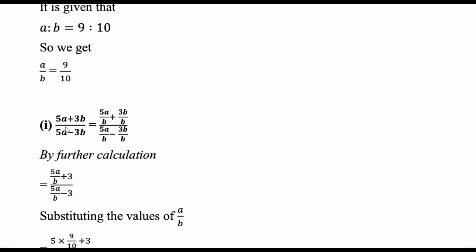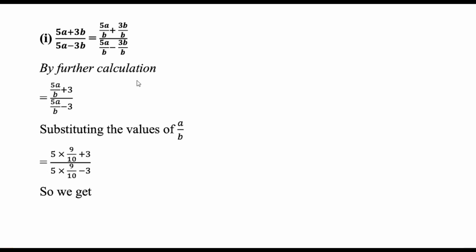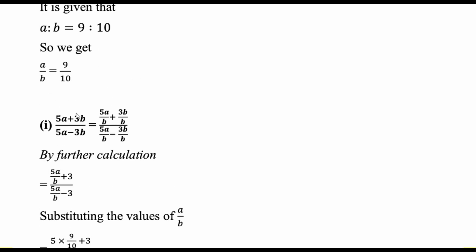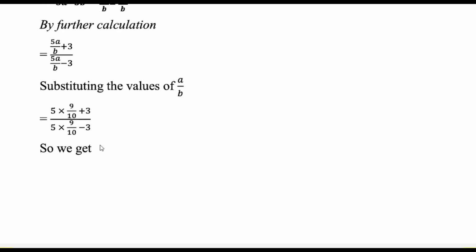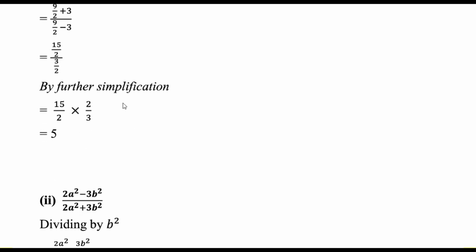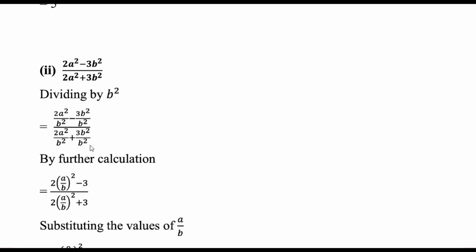Okay. So first write 5a plus 3b and 5a minus 3b. So here what we are doing is dividing each and every part by b. After that, for further calculation, substituting the value of a by b. A by b we got 9 by 10, so put 9 by 10. With one step of simplification, you will get it is equal to 5. Okay.